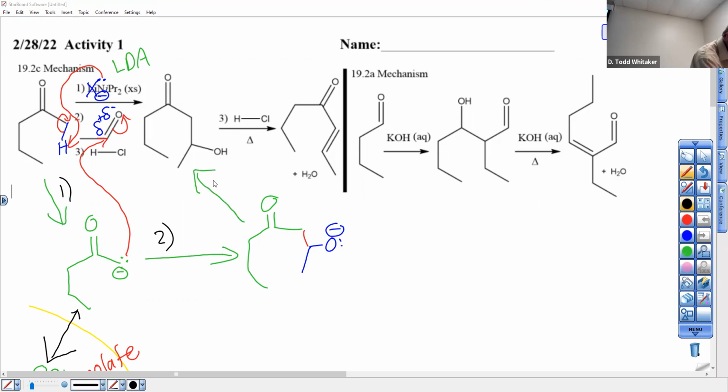Step 3. And I changed my mind. I'm going to actually redraw HCl. Step 3, acid base. And we are now at the stage of aldol reaction product.